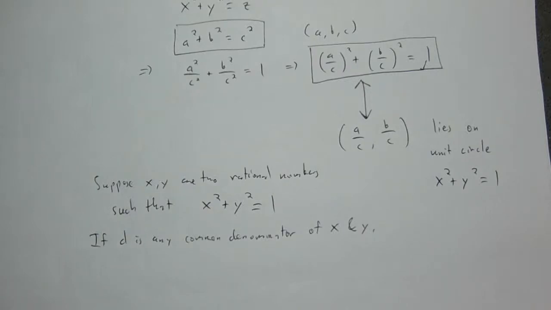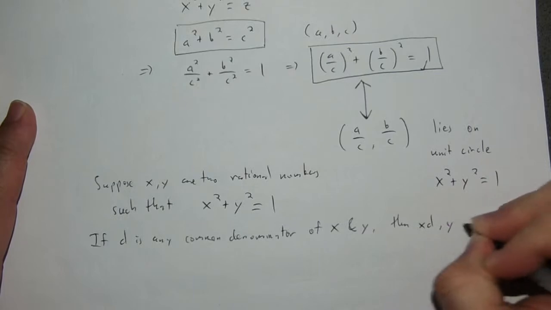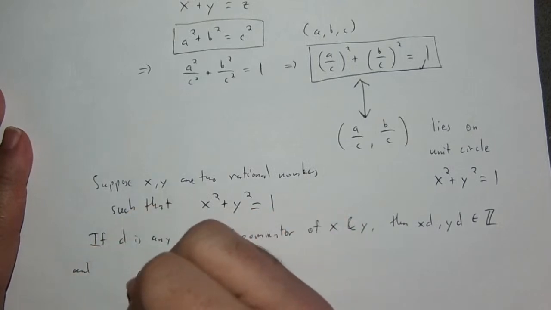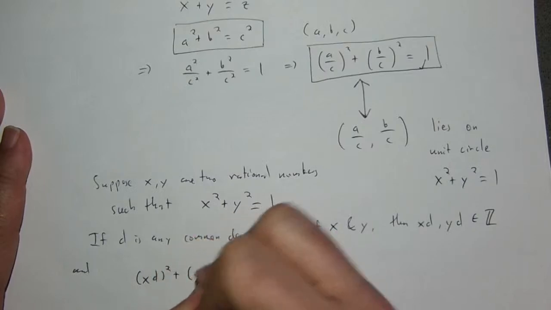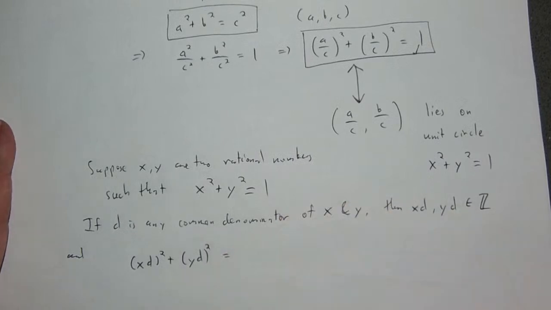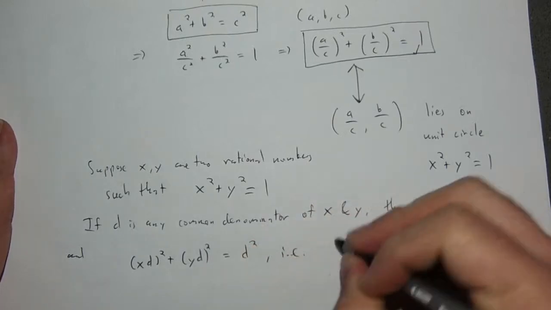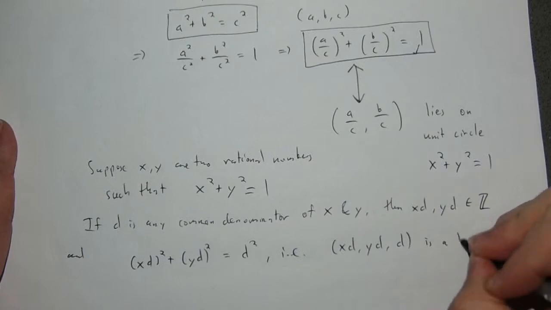then what can I do? I can multiply both sides by d squared. If it's a common denominator of x and y, then xd and yd are integers, and (xd) squared plus (yd) squared is equal to x squared d squared plus y squared d squared. I can factor out the d squared, and that's just multiplied by 1, so this is equal to d squared, i.e. xd, yd, and d is a Pythagorean triple.